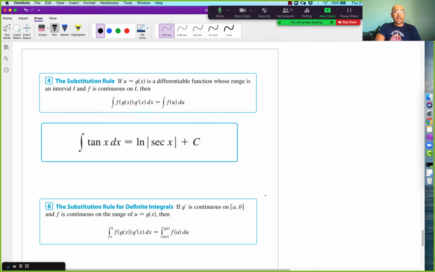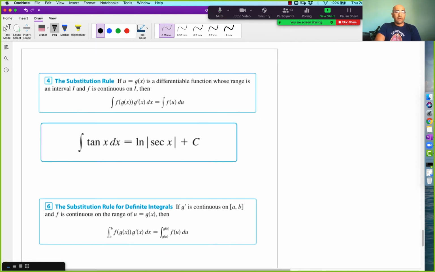And finally, the last concept in Chapter 5 was this idea of the substitution rule. If u equals g of x is a differentiable function whose range is in the interval I, and f is continuous on I, then it must be true that the integral of f evaluated at g of x times g prime of x dx is equal to the integral of f of u du. Ooh, that looks messy, right? But this is the idea that allows us to have the u substitution properties.